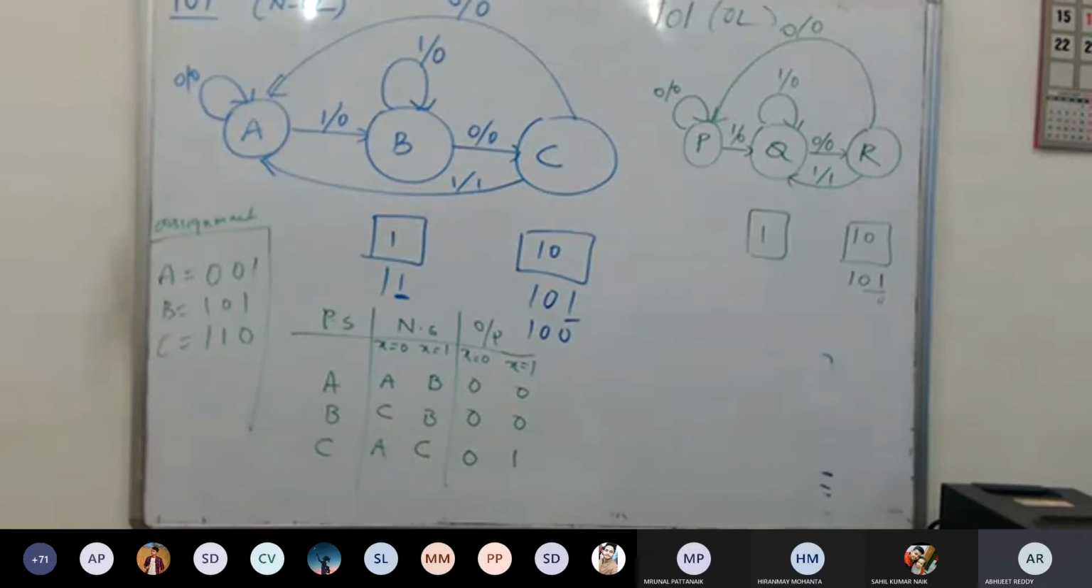State reduction is possible? Are A equivalent to B? Are there any equivalent states? I am just rewinding it back. Yes? Ma'am, C, A and A. Where? A and A, ma'am. X equal to 0, A; X equal to 1, A.